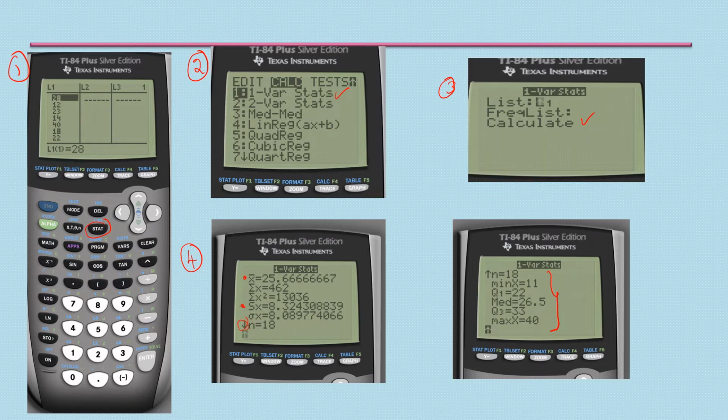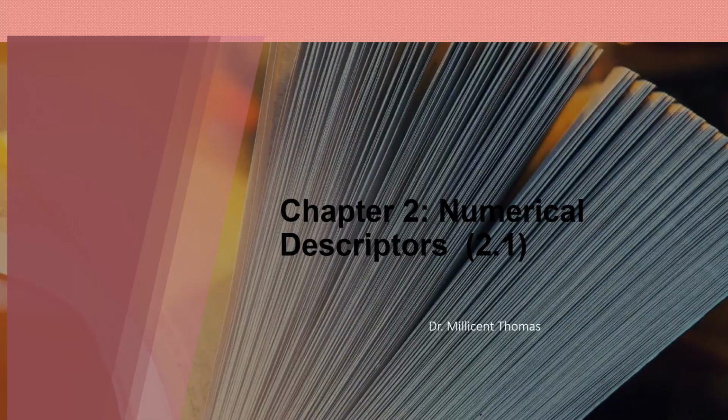If we are using a TI-83 or 84, the keys are almost the same. The input is almost the same. It is easy for us to find all these measurements. The numerical representation of the statistical data can be easily obtained using our graphing calculator.